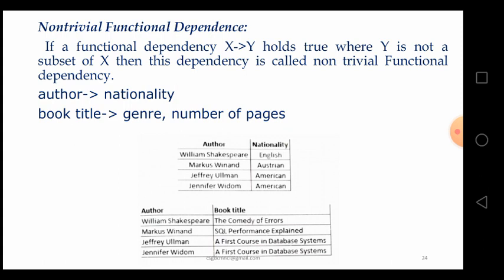Here the previous book table can be divided into two other tables, each a subset of that table. Author and nationality is one table. Next, another table: book title, genre, number of pages are the other table we are creating.